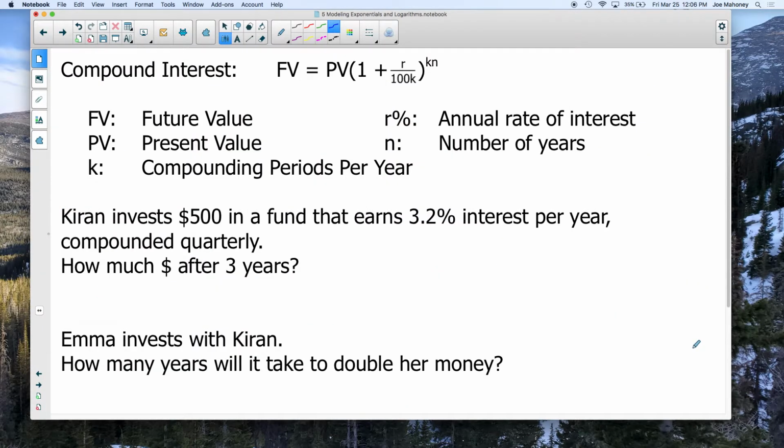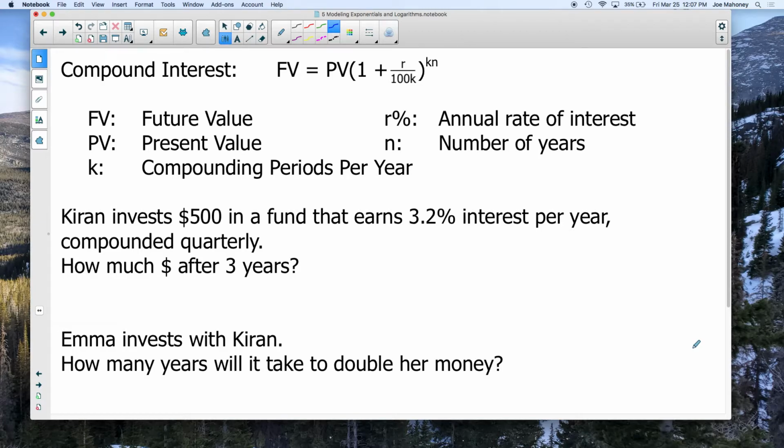All right. Well, one of the most common situations here that we use for these exponential functions is this idea of like compound interest. We're making our money work for us. So in this compound interest formula, FV is our future value, PV is the present value, R is going to be the annual rate of interest, K is going to be how many times we compound the interest in a year, and N is going to be the number of years that we are keeping our money in the bank.